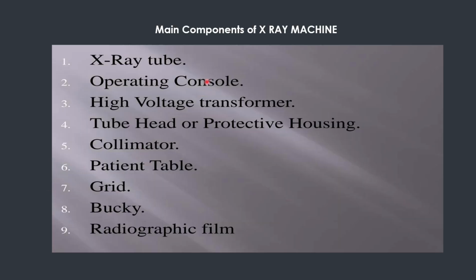So the main components of an X-ray machine include the X-ray tube, the operating console from which we will control kVp and mAs, the high voltage transformer, the tube head or protective housing, the collimator, the patient table, grid, bucky, and the radiographic film.